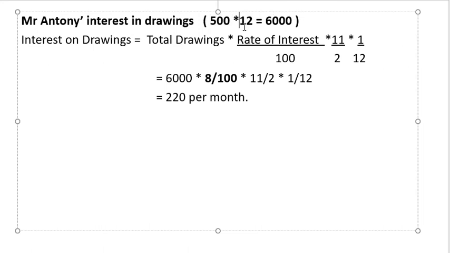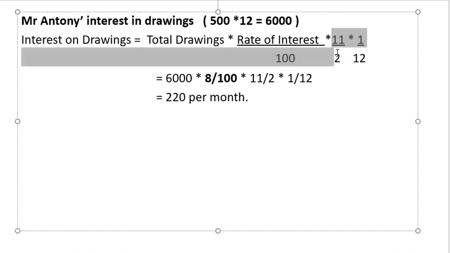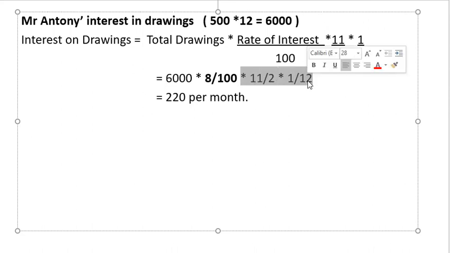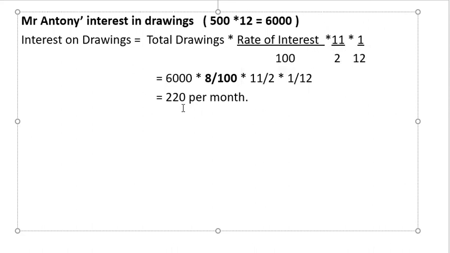500 into 12 because 12 months. So 6000 rupees he is withdrawing for a year. Now total drawings into rate of interest into 11 by 2. So if it is end of every month, 11 by 2 into 1 by 12. Now total drawings is 6000. 6000 into 8 by 100 into 11 by 2 into 1 by 12. So the answer is 220 rupees per month.